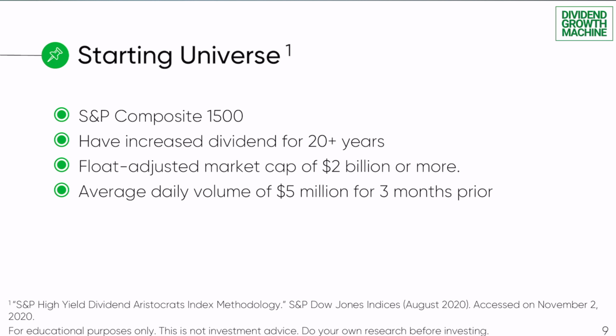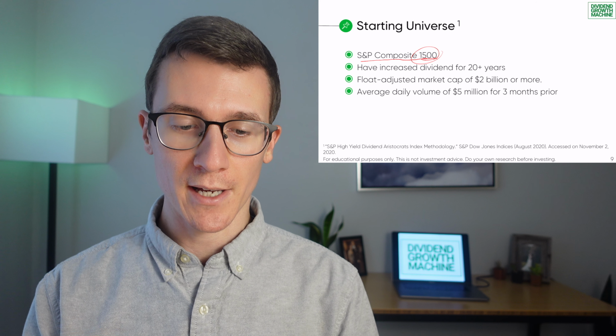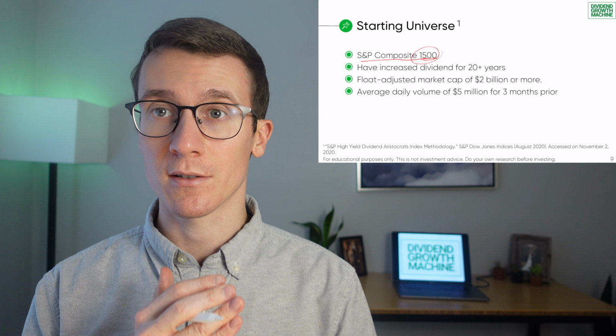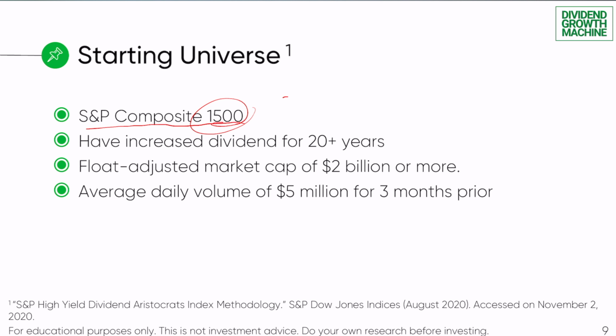The strategy: we have a starting universe of the S&P Composite 1500, and note that most of the ETFs we've seen so far focus only on the S&P 500, which are of course the largest 500 companies in the United States, or that trade in the United States. This is the 1500, so we have an additional 1,000 stocks to choose from. A lot more small and mid caps are going to be included in this universe.